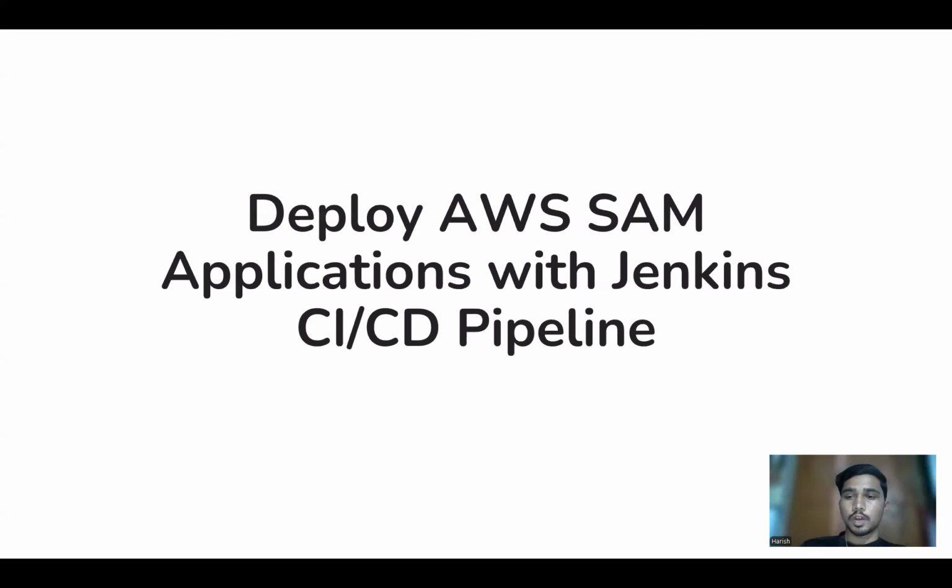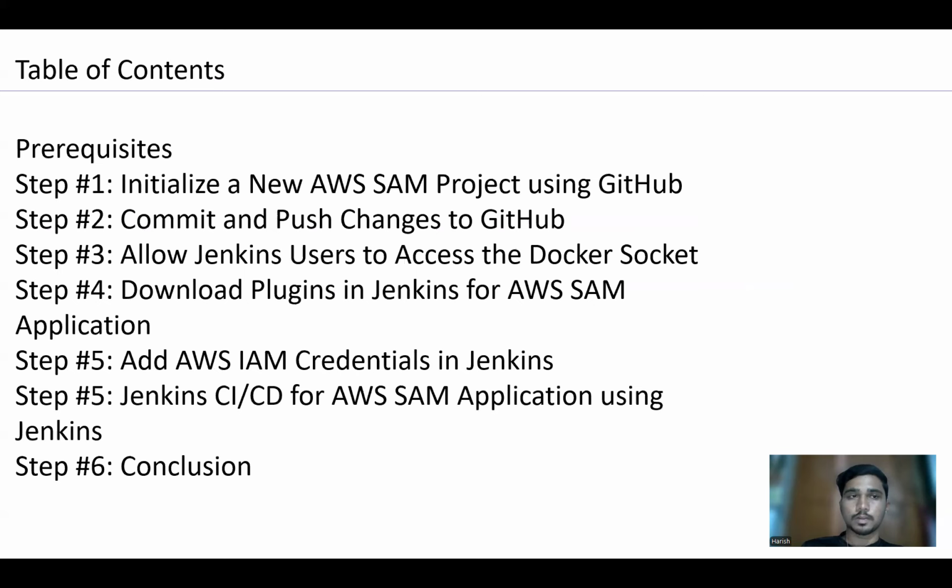Hello everyone. Today we are going to discuss how to deploy AWS SAM applications with a Jenkins CI/CD pipeline. So here is the table of contents which we are going to discuss.